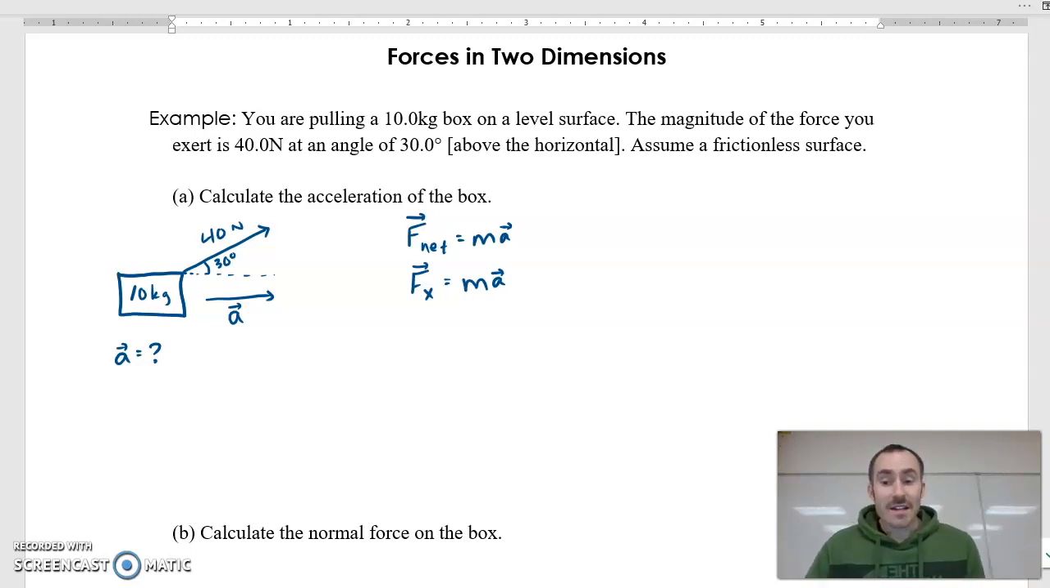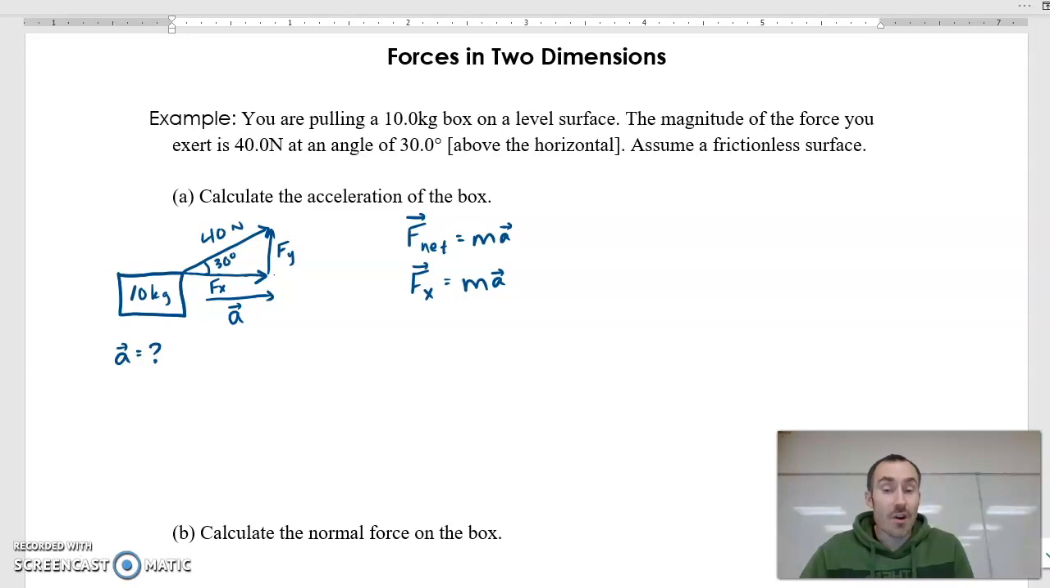So, Fx, this component here, is going to be the cosine, right? Because this is the adjacent side, right over here. This would be, I'm going to call this Fy. So here's Fx down here. Fx is doing the accelerating. Fy is not doing any accelerating. What Fy is doing, we're going to come up with later on. So Fx equals ma.